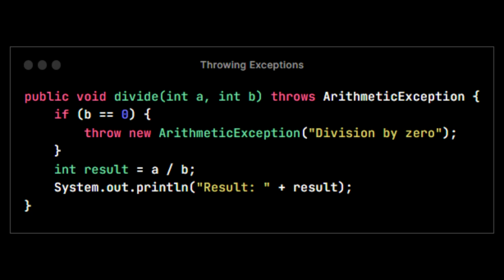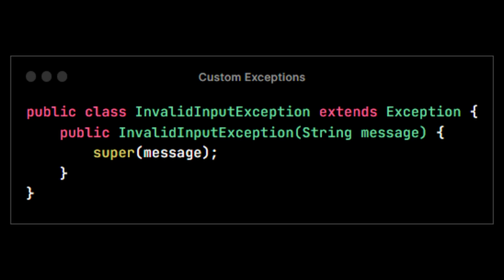Throwing exceptions. In addition to handling exceptions, you can also explicitly throw exceptions using the throw keyword. This is useful when you want to create custom exceptions or propagate exceptions. Here's an example.